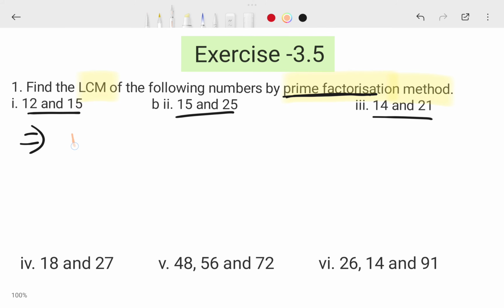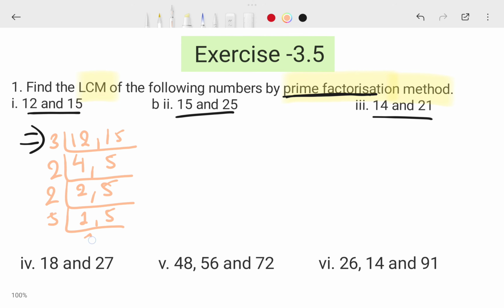Here 12 and 15 are given. I'm going to divide by 3, because in the 3 table both can be divided. In the 3 table, 12 is 4 times and 15 is 5 times. Now in the 2 table 4 is there, 2 times, but 5 is not there, so leave 5 like that. Then in the 5 table 1 is not there, so leave it, and in the 5 table 5 is there 1 time.